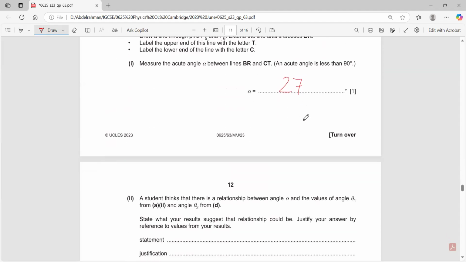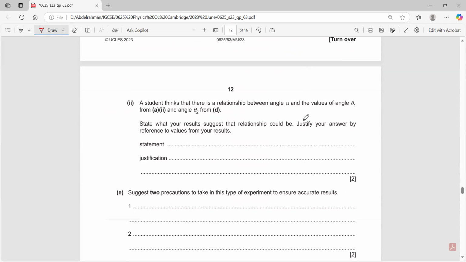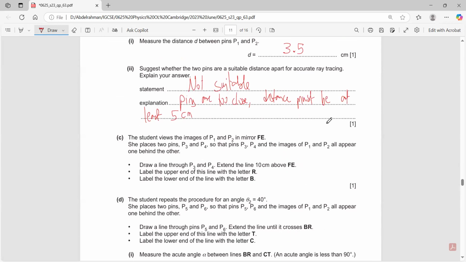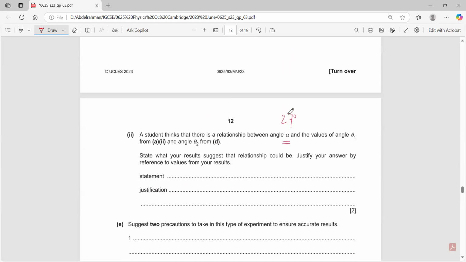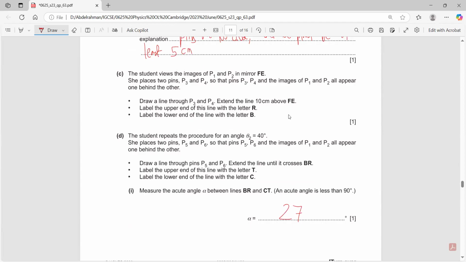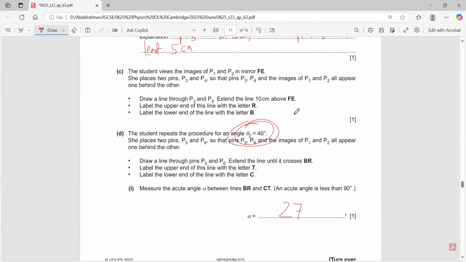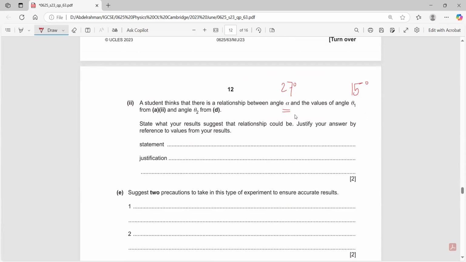Not bad. Sunt thinks that there is a relationship between alpha and the values of theta 1 and theta 2. Is this the case? Let's see. Alpha was 27 degrees. Theta 1 was 15 degrees. What about theta 2? Theta 2 was 40 degrees, right? Is there any relationship between these three values?